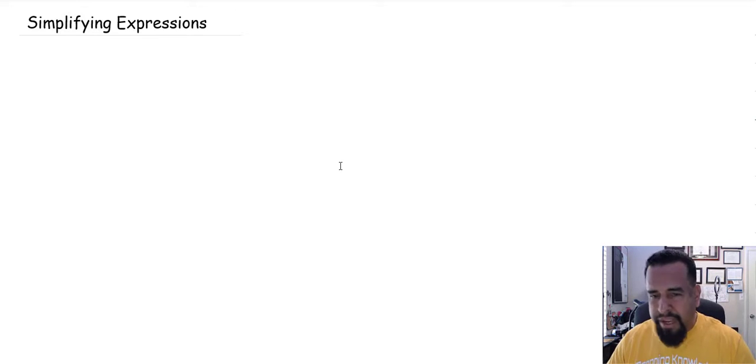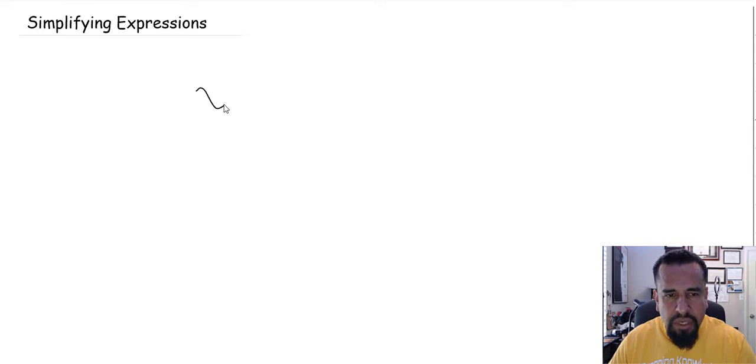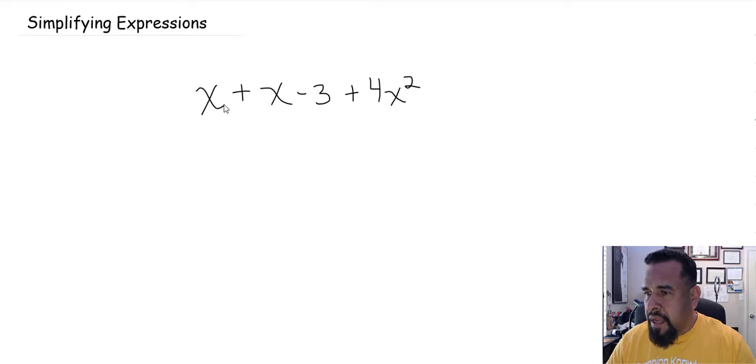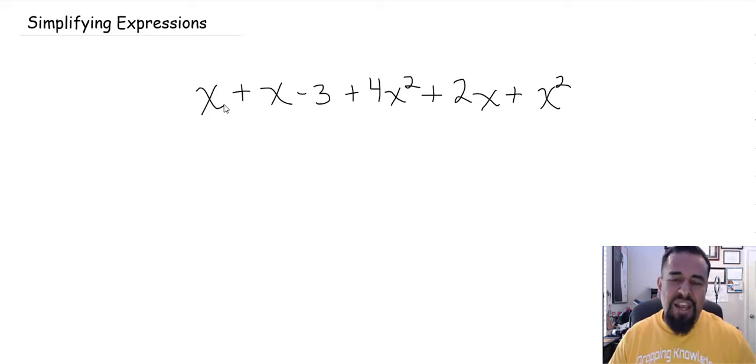We're going to simplify some expressions, and I'm going to try to give you some ideas on how to make this easy. So let's start writing this down. We have x plus x minus 3 plus 4x squared plus 2x plus x squared. I was thinking of something else to add, because I didn't like the original. Anyway, let's get to it.